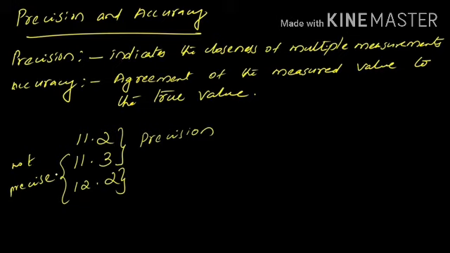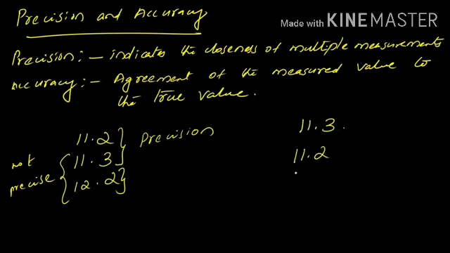Those values we call the precise values. Now, what is meant by accuracy? Accuracy is the agreement of the measured value to the true value.